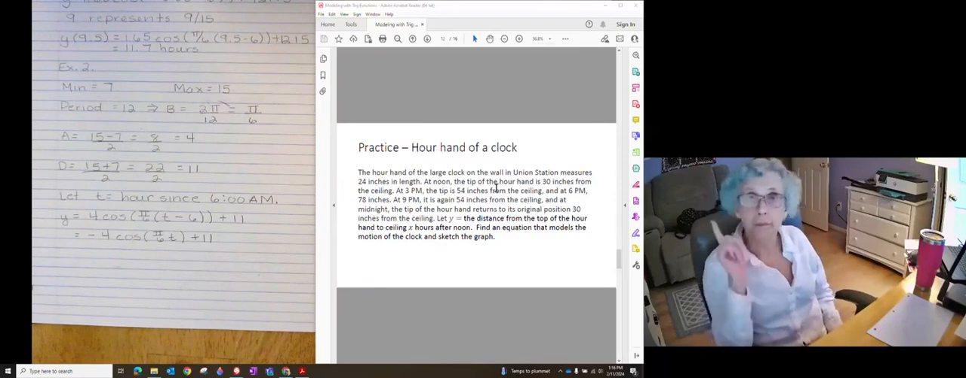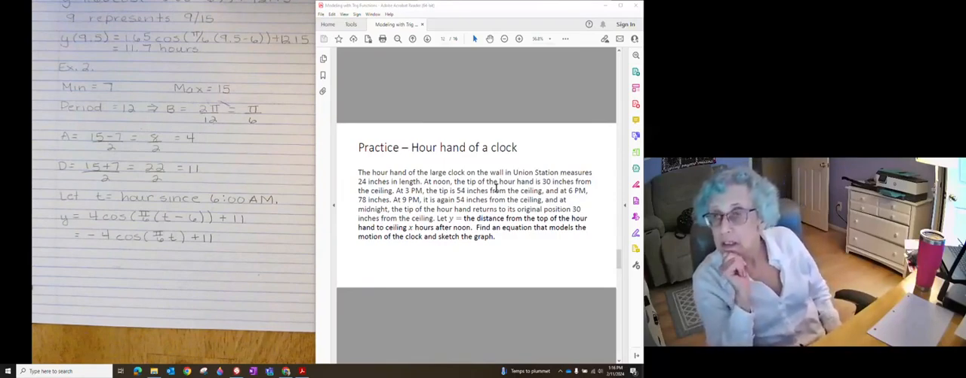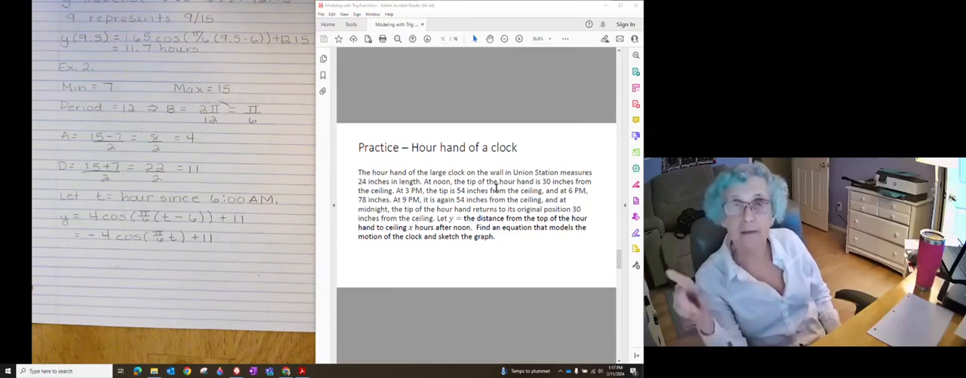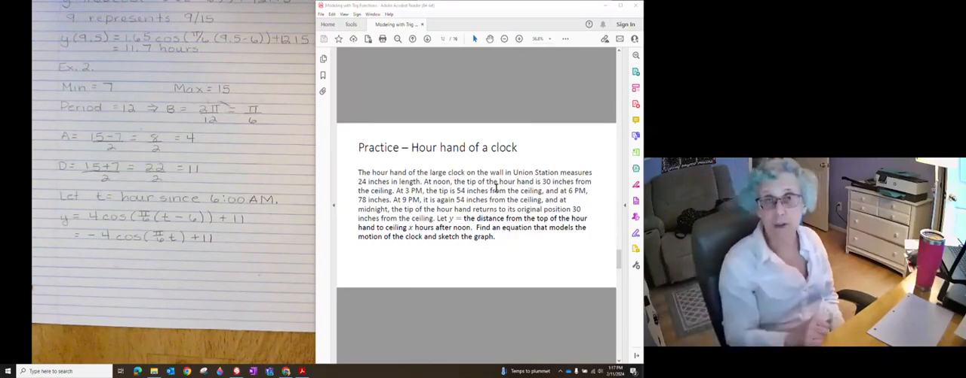Okay, your turn. This is the hour hand of a clock. I want you to let Y be the distance from the top of the hour hand to the ceiling, X hours after noon. So X represents hours since noon. Give this one a try.